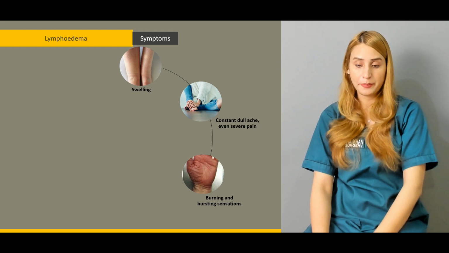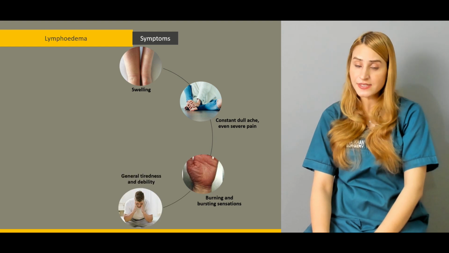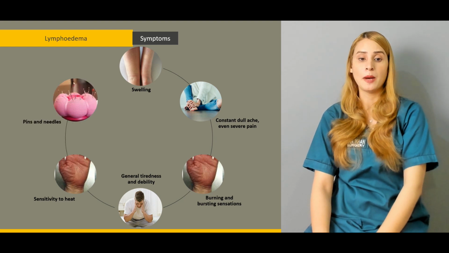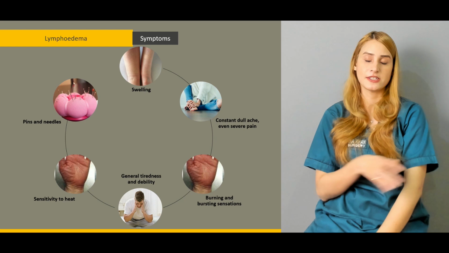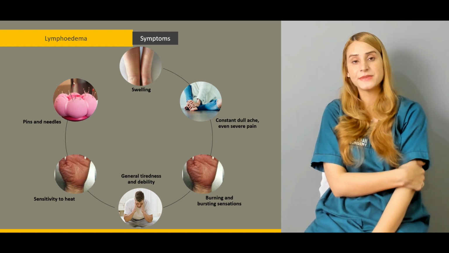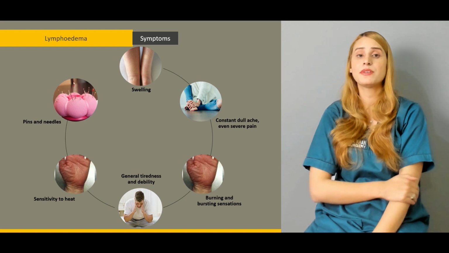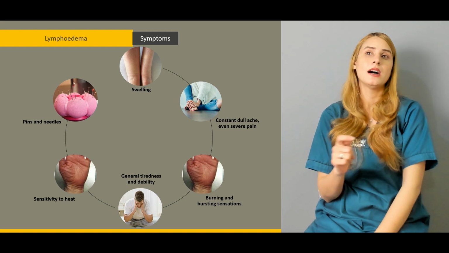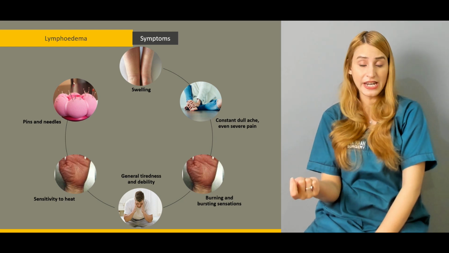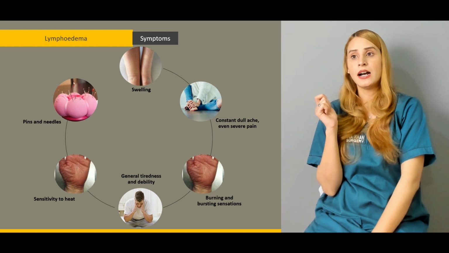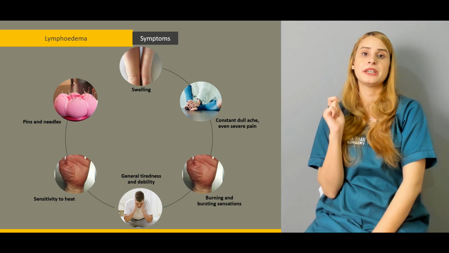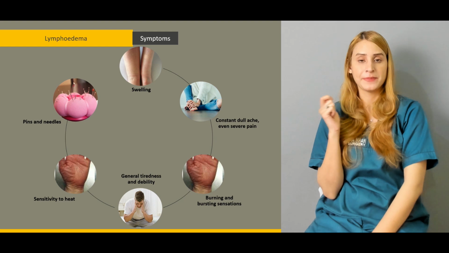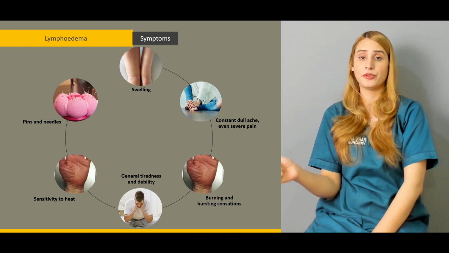Then there would be severe pain, burning and bursting sensations, general tiredness and debility, sensitivity to heat, and pins and needles sensation, because the edema will ultimately compress the nerves as well. So the first and most important symptom would be swelling. The patient will give you a typical history of the swelling. He will give you a clue for secondary lymphedema, like infection, or post-radiotherapy, or, most of the time, related to nodal dissection, in the upper limb or the lower limb.